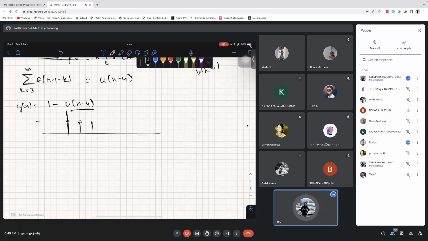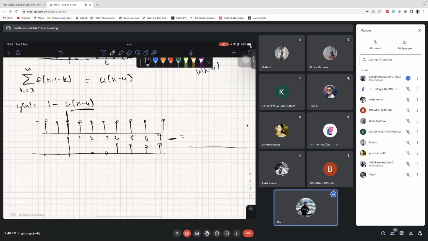It is 1 everywhere. What is u of n minus 4? 0, 1, 2, 3, 4, 5, 6, 7. What is u of n minus 4? The signal that we have is 1 from here. If you subtract these two, what do you have? It is 1 from 3, 2, 1. So these are all ones, and then these terms cancel. So what you have is minus 3, and then zeros everywhere.